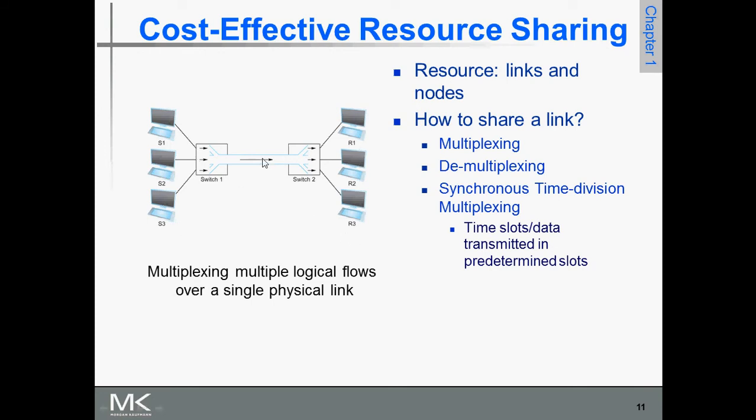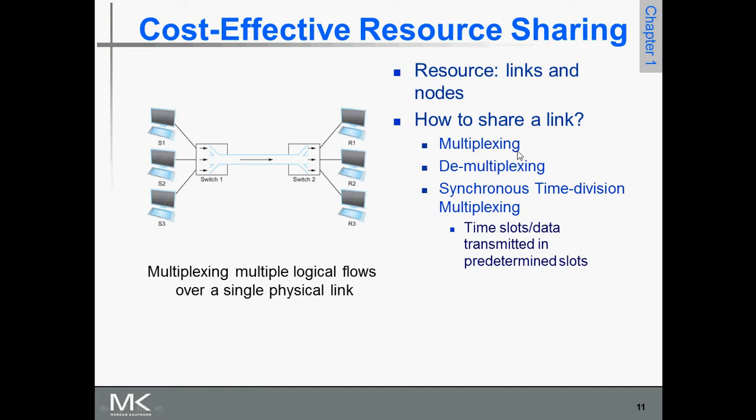So how is this possible? Our cost effective resource sharing should ensure we use most of the resources in an efficient way. That is the primary purpose of cost effective resource sharing. In this example, we are not going to use six cables, but only one cable to transfer the data from all these three computers to the receiving computers. So how is it possible? It is possible with a technique called multiplexing.